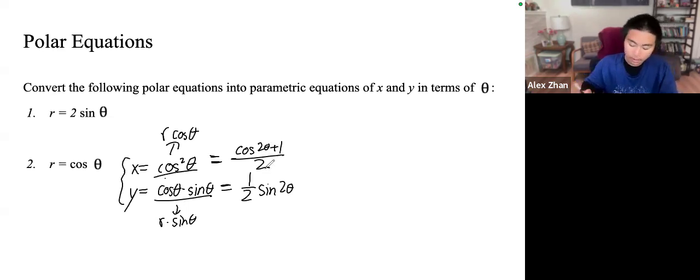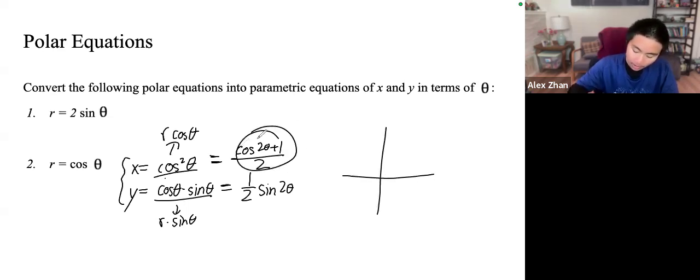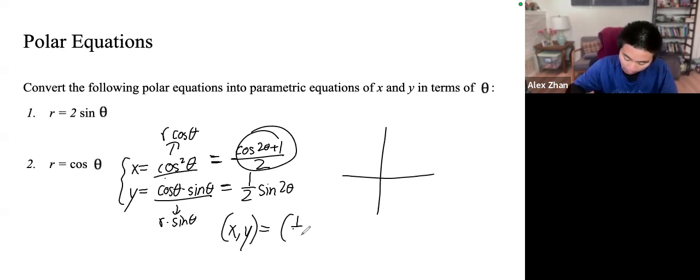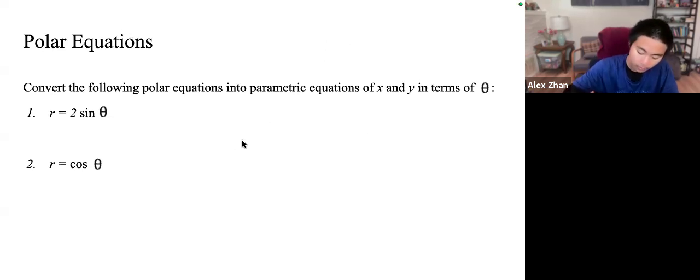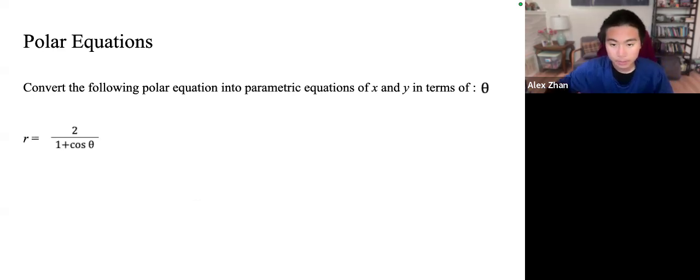Okay. So over here you see, basically the point (x, y), if you look at it, is actually equal to the point (1/2, 0) plus 1/2 of (cosine 2 theta, sine 2 theta), which makes you realize that it's actually just a circle of radius 1/2 centered around the point (1/2, 0). Yep. Okay, next. So next, Kennan will present this one.